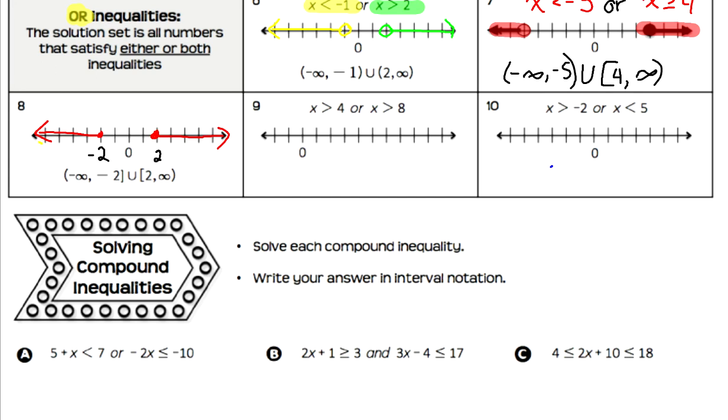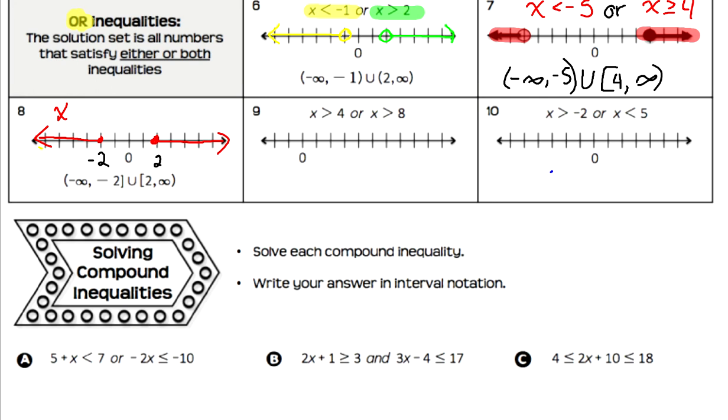So my inequalities would be all the x values less than or equal to -2, and all the x values greater than or equal to 2, with an OR in between.